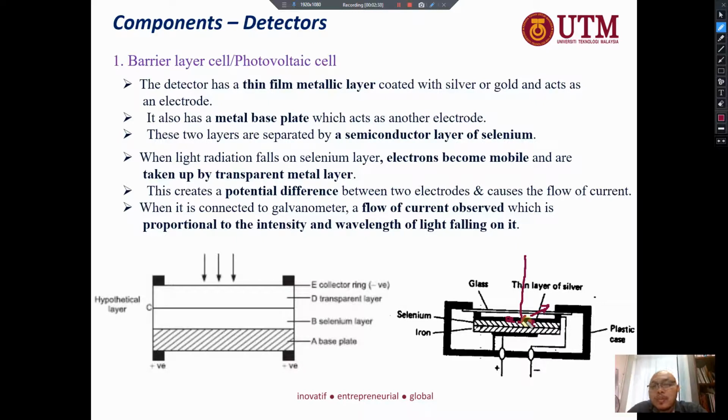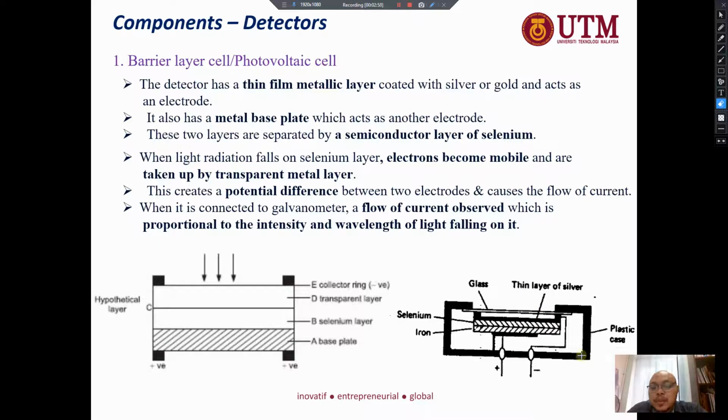The concept is about the same for every detector, but the photovoltaic cell is no longer commonly used because its sensitivity is not that great. We have other kinds of detectors which are much better.